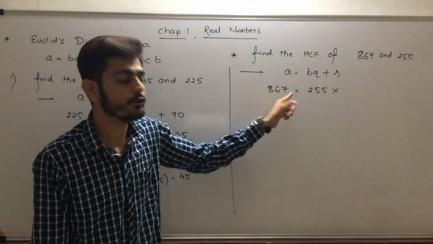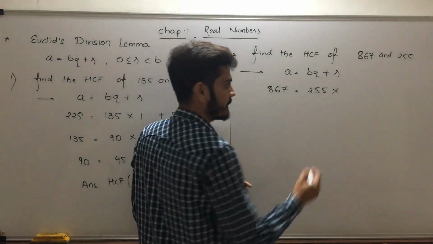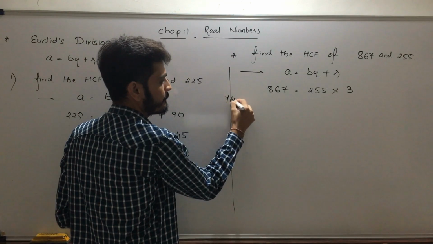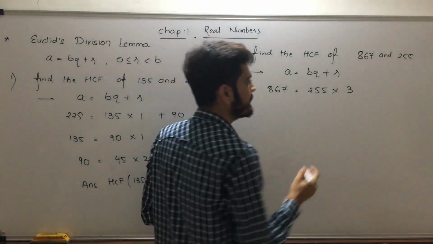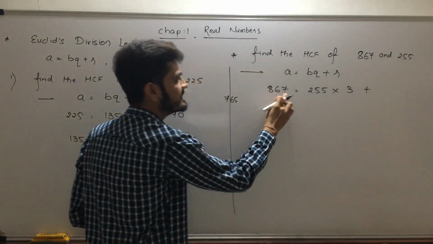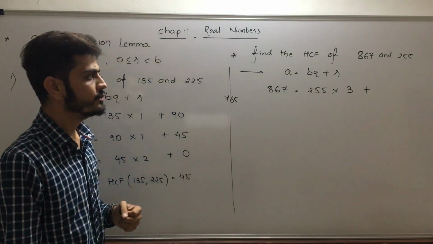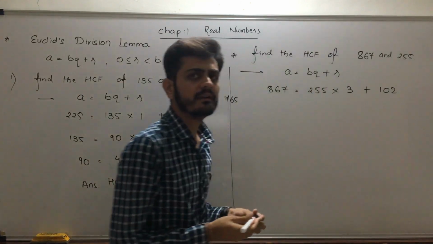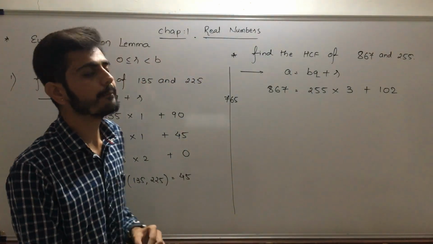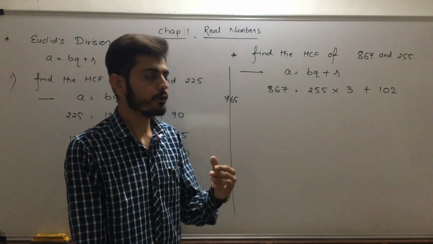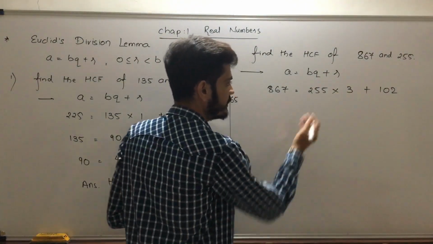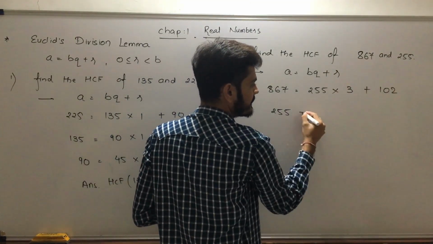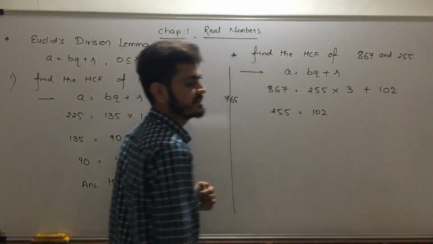So we have to go for 255 times 3, which is nothing but 765. So what should be the remainder? 867 minus 765, so the remainder is 102. Again the remainder is not equal to 0, so we have to apply Euclid's division lemma for two numbers again. In that step 255 is the greater number now and the remainder 102 is the divisor.